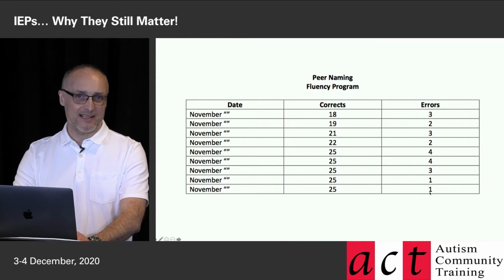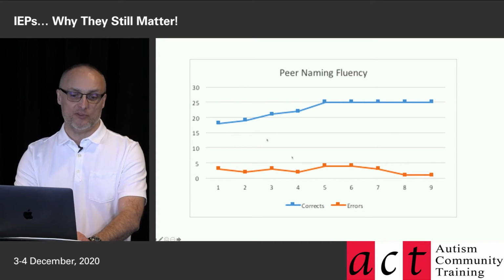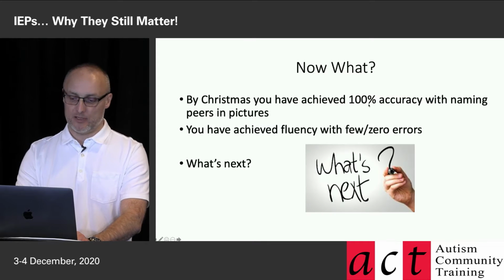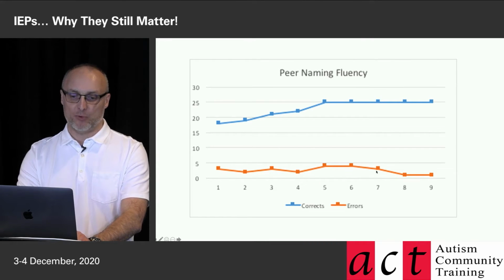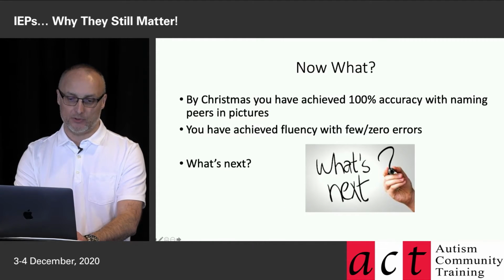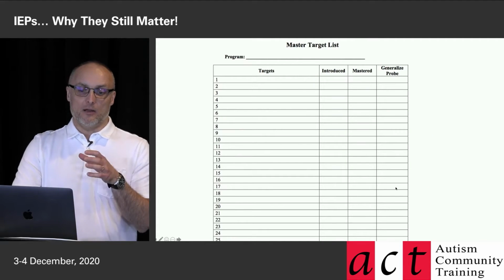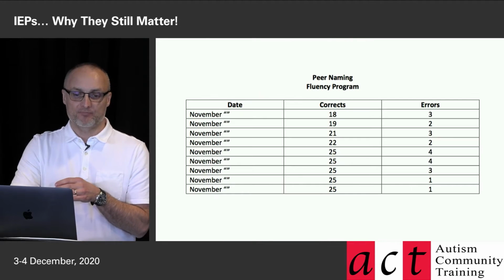You can easily take that data, click a button in Microsoft Excel, and boom, you have a graph. We're able to see that he had that upward trend with naming his peers, and he achieved 100% of the expectation. And you see his errors here, and most importantly, in the most recent data, you see the errors are dropping down towards 0, the corrects and incorrects, right? So you've got a master target list that tells you everything you're going to be teaching.